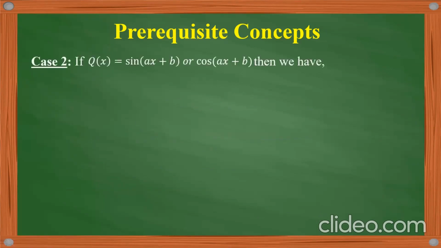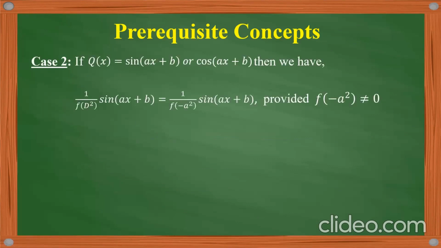Now in the second case, if our Q(x) part is of the form sin(ax plus b) or cos(ax plus b), then we will use this formula. We will simply replace D squared by minus a squared. Now again, what if we have f(minus a squared) equal to 0?